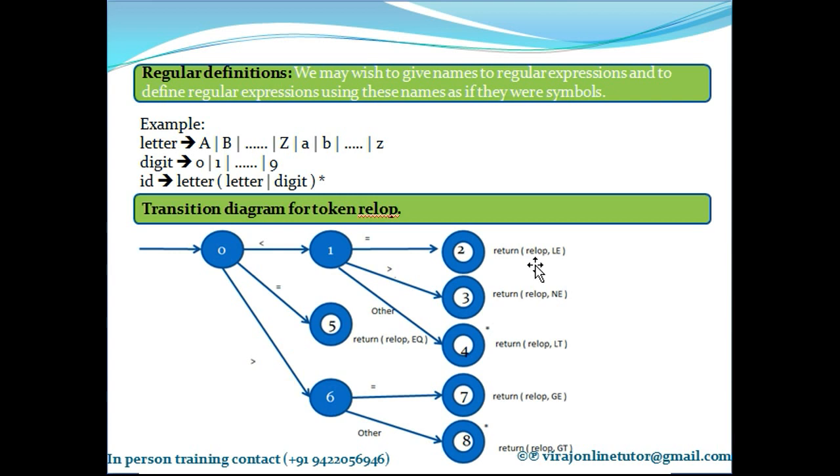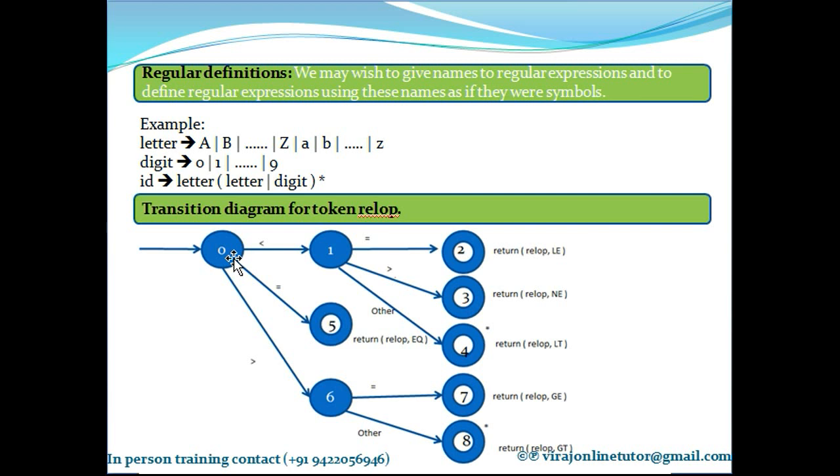But how will the parser, which is the next phase of the compiler, know which of the relational operators the lexical analyzer is giving to it? For that we have to pass an attribute. So when the less than equal to lexeme is found, the lexical analyzer returns to the parser saying it is a relop token and it is LE. LE stands for less than equal to.